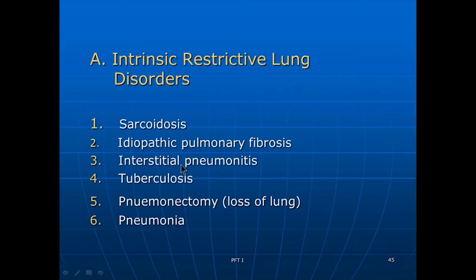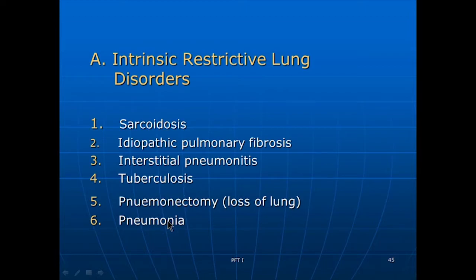Any kind of interstitial pneumonitis, any kind of viral infection that can create an inflammation of the lungs, again, they have a problem with getting air in and out. TB patients, because they have these little pockets of tuberculosis disease, make the lungs very, very stiff. A pneumonectomy, loss of a lung, the one lung tries to compensate for it but may not compensate effectively.